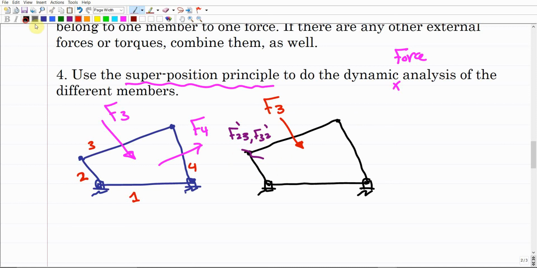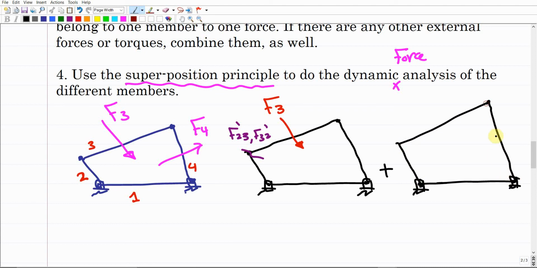Then we're going to repeat the same thing for the mechanism one more time by subjecting it to the other force. Now we assume this force F4 has a value. We apply F4, but we consider F3 equals 0. So we break the problem down into 2 different problems. This is the superposition principle. We repeat the process to come up with F2,3 double dash and F3,2 double dash. These are the reactions for the second case.